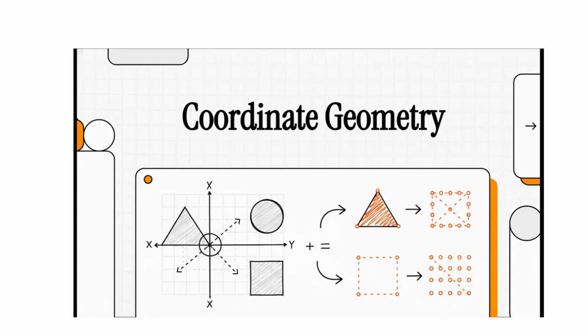So what if you could take any shape you can imagine, a circle, a triangle, you name it, and translate it into pure numbers? Well, that's the absolute magic of coordinate geometry. It's basically a language that turns pictures into algebra. And today, we're going to learn how to speak it.